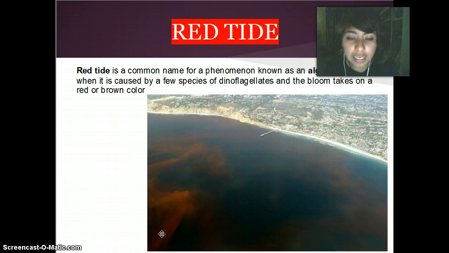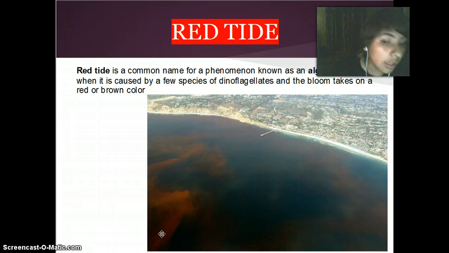Red tide is kind of a seasonal thing that happens, but it's a common name for a phenomenon also known as algae bloom, which we just discussed. It is caused by a few species of dinoflagellates. The water takes on a red or brown color, as you see here.